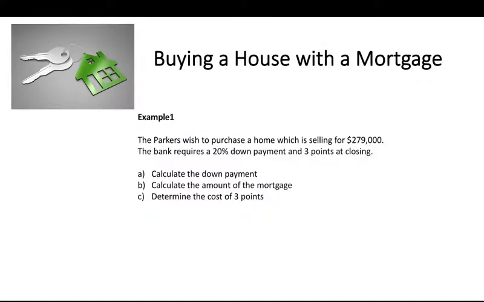Okay, so let's look at a specific problem. The Parkers wish to purchase a home which is selling for $279,000. The bank requires a 20% down payment and 3 points at closing. So there are three things we're going to figure out. First, we're going to calculate the down payment required. Then we're going to calculate the amount that they are actually borrowing, which is the amount of the mortgage. And then we're going to determine the cost of the 3 points.